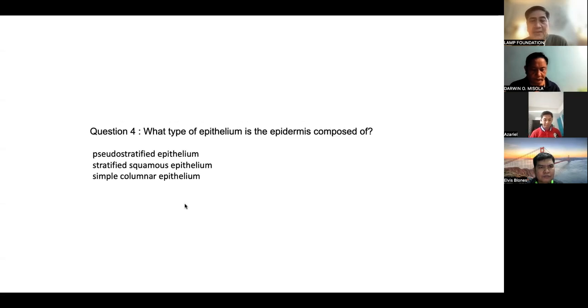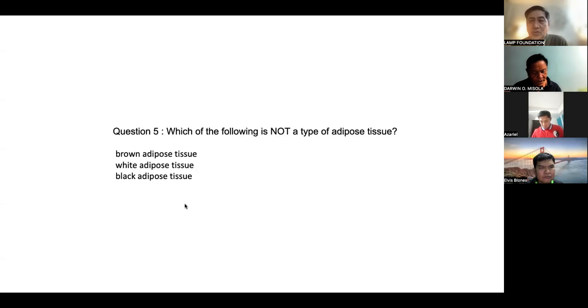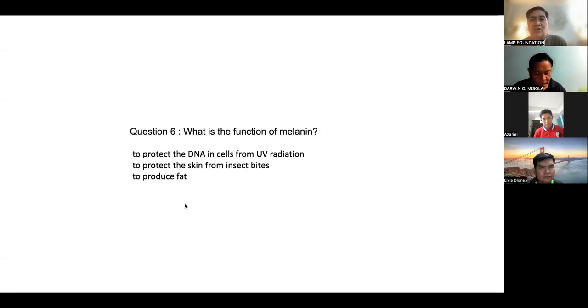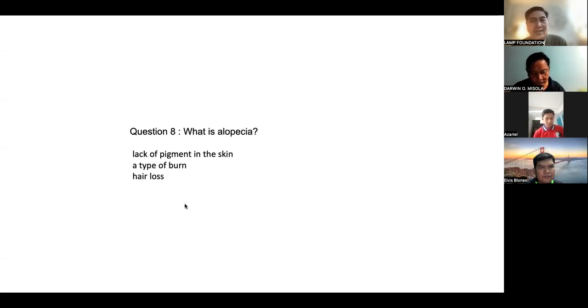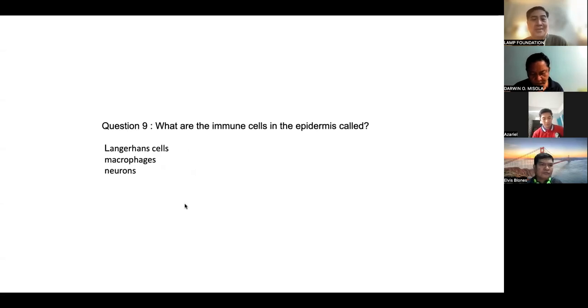What type of cell provides the physical barrier of the skin? Keratinocytes. What type of epithelium is the epidermis composed of? Stratified squamous epithelium. Which of the following is not a type of adipose tissue? Black adipose tissue. What is the function of melanin? To protect DNA in cells from UV radiation. Sebum is secreted from? The sebaceous gland. What is alopecia? Hair loss.